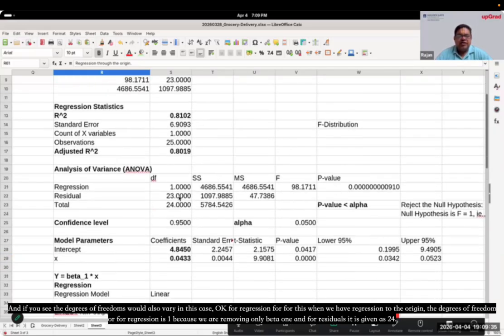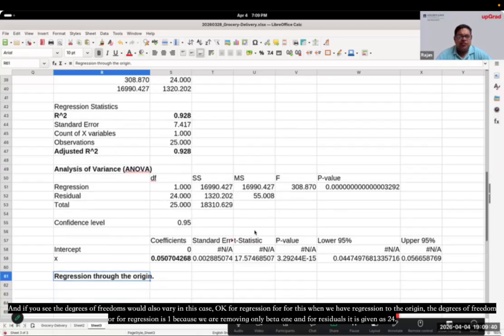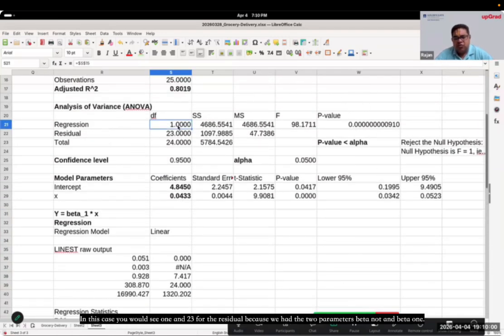This is the coefficient for the second variable. The degrees of freedom also vary in this case. As fuel efficiency goes up, the world oil output for regression decreases. That's why the negative sign here tells you. The degrees of freedom for regression is 1, because we are removing only beta 1. For residuals it is given as 24. Therefore, the residual is 23 because we have two parameters, beta naught and beta 1.